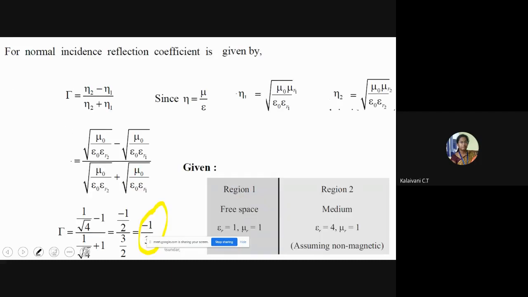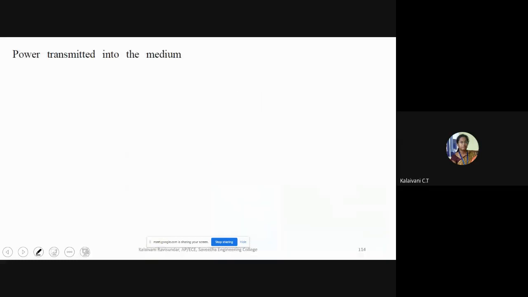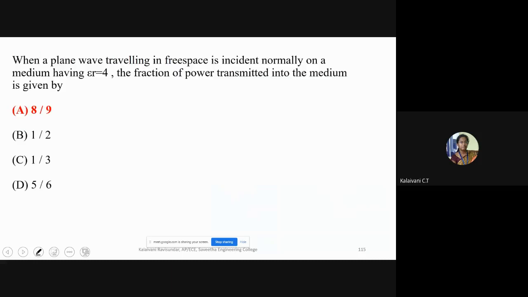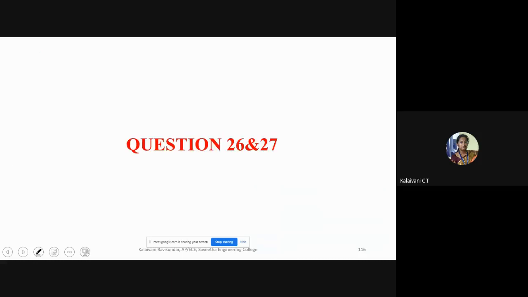So remember this, we are only going with the common equation for incidence. Reflection coefficient will be equal to eta 2 minus eta 1 divided by eta 2 plus eta 1. We'll go to the next question.